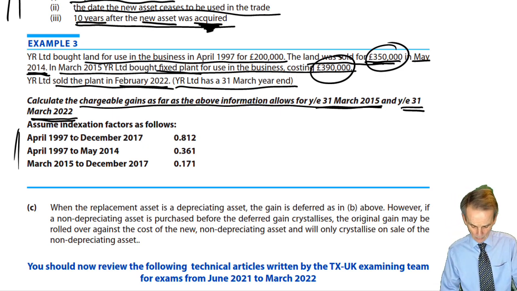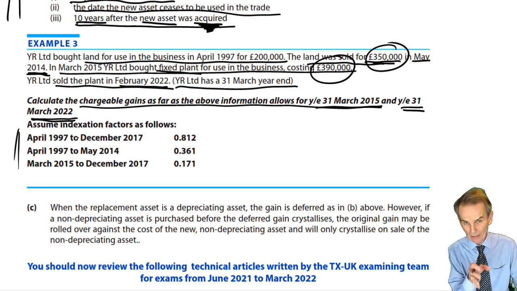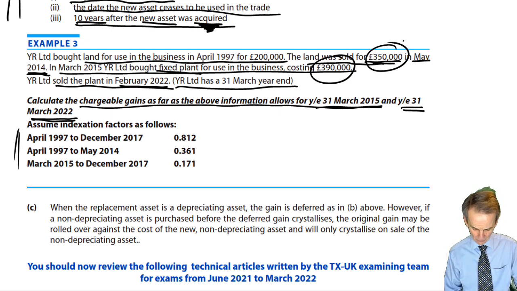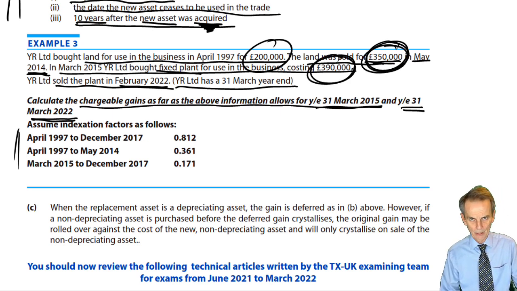So in those accounting periods, what's going to happen? Well, given that back in 2014-2015, when the sale and the purchase took place, all of the proceeds from the sale were reinvested in the depreciating asset. All of the gain that arose, you will have to compute that gain, of course. You've got the relevant information there. Bought for 200, sold for 350. Pick up your indexation factor, apply it to the allowable cost figure, get your gain. Full deferral because we sold and we reinvested all of those proceeds.